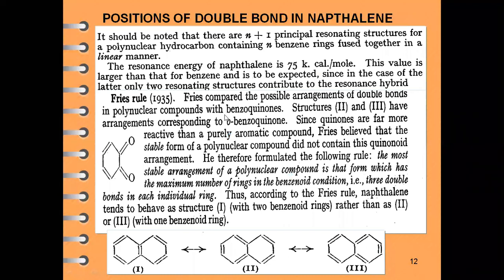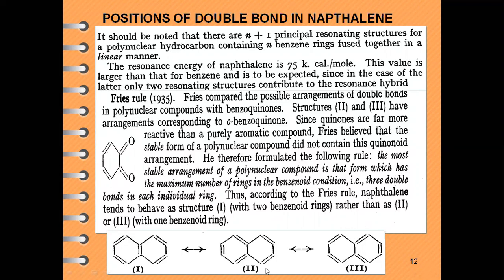So according to Fries, which is the more contributing structure with respect to naphthalene? The structure which is going to have 3 double bonds in each individual ring. The structure which obeys this Fries rule is more stable.